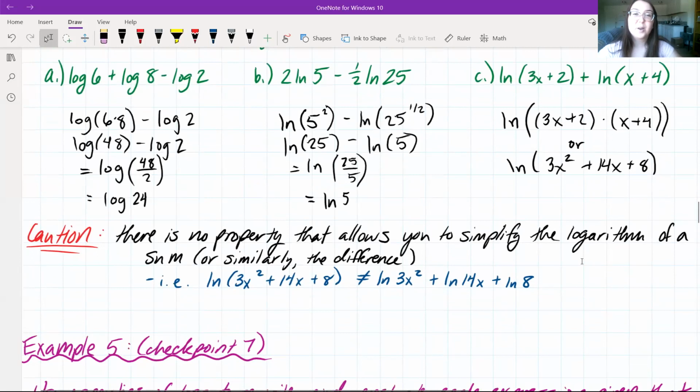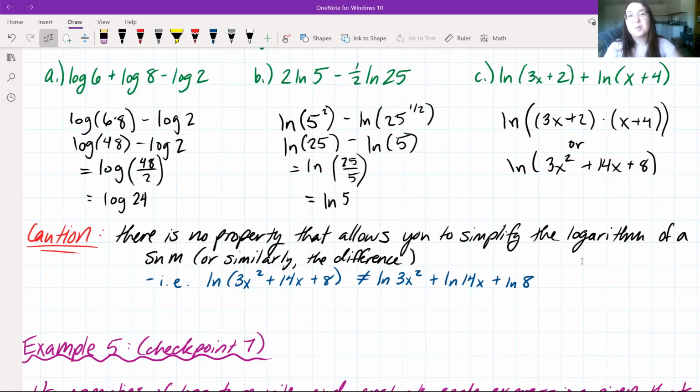All right, and just a word of caution when using these properties. There is no property that allows you to simplify the logarithm of a sum or similarly a difference. So this means whether they're being subtracted or added or whatever. So we have an example. We have the natural log of 3x squared plus 14x plus 8. And this is not equal to the natural log of 3x squared plus the natural log of 14x plus the natural log of 8. So in cases like this, you cannot separate them.